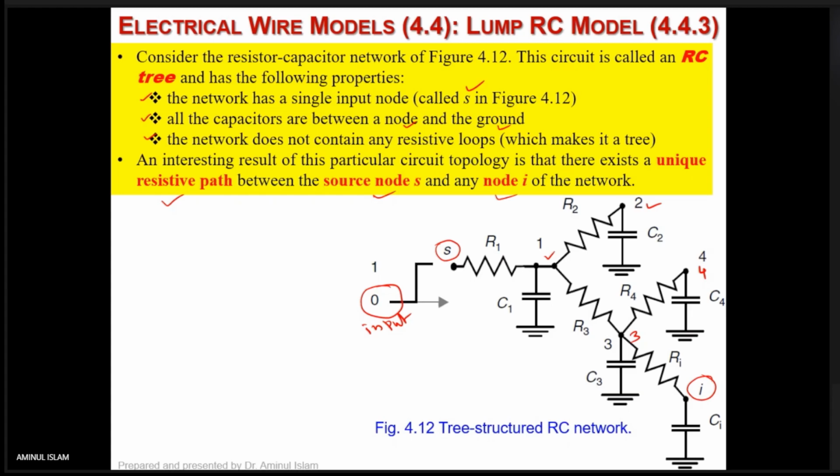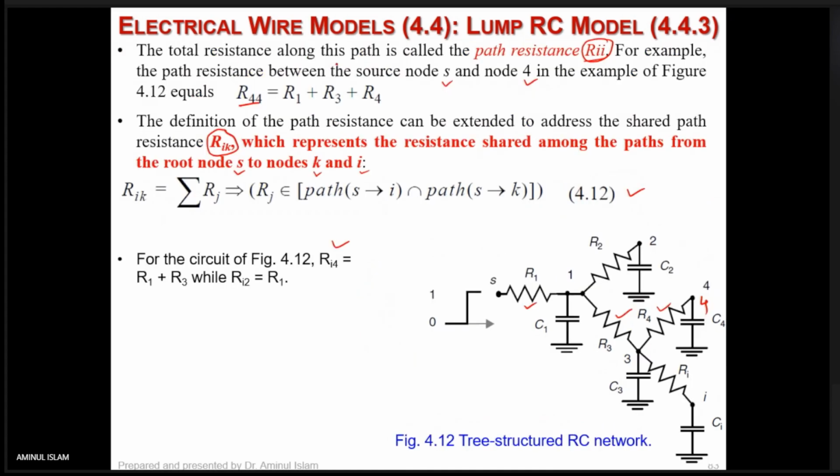An interesting result of this particular circuit topology is that there exists a unique resistive path between the source node S, this is the source node, and any node Ni of the network. See, all the nodes are numbered 1, 2, 3, 4, etc. And Ci, i is here. The total resistance along this path is called the path resistance, Rii. For example, the path resistance between the source node S and node 4 is here.